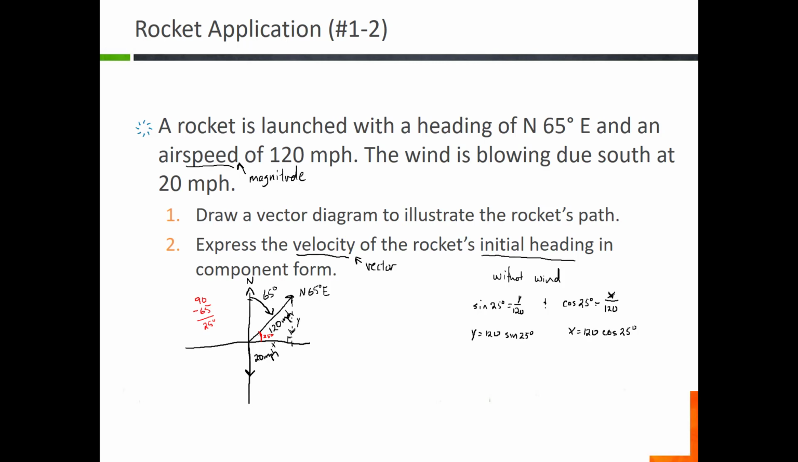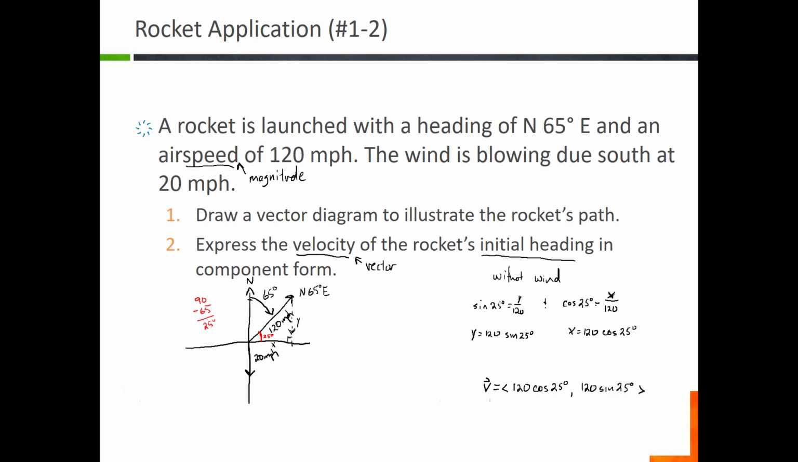So what does that vector look like? Let's call this vector v, V for velocity. It has a horizontal component, which in this case is our x value. So we're going to have 120 times the cosine of 25 degrees, and then its y component is going to be 120 times the sine of 25 degrees. Now again, the key to this: usually cosine is going to be x, sine is going to be y.